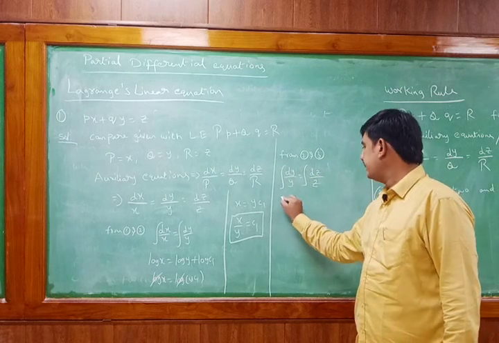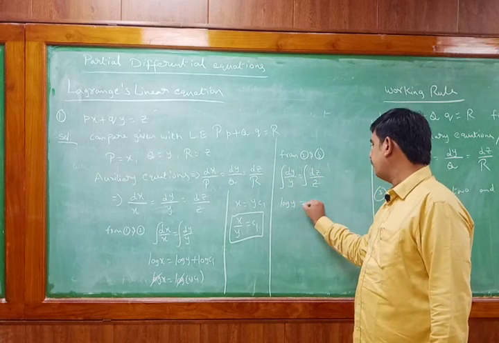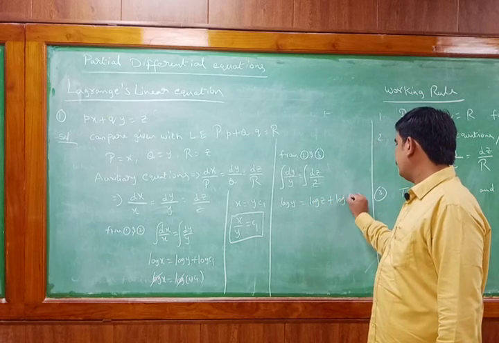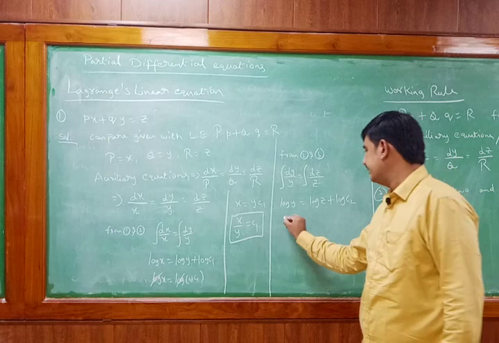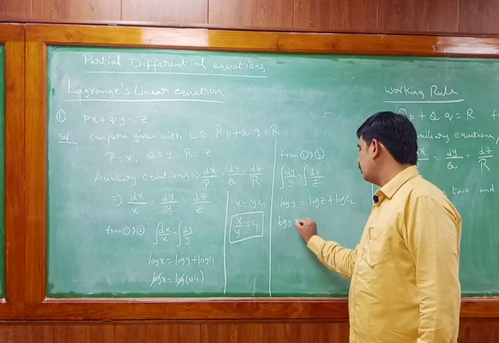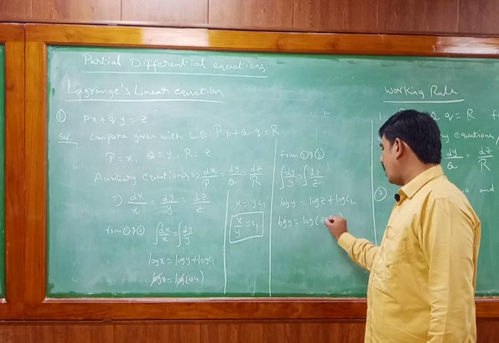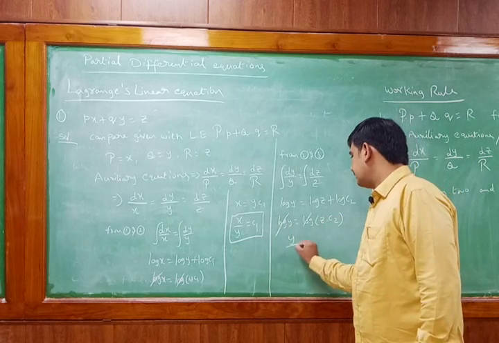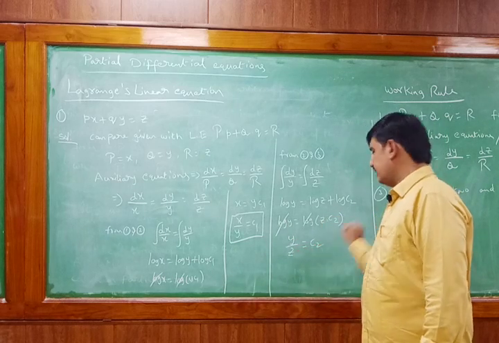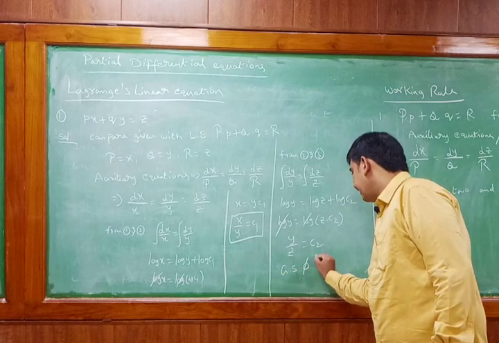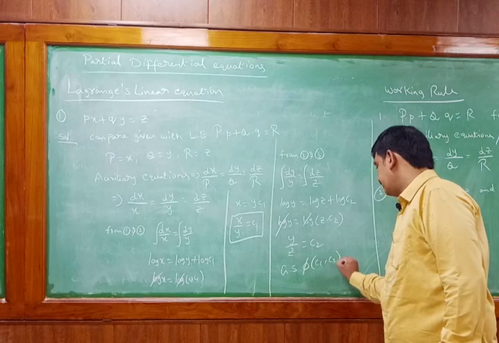So 1 by y integration is log y, and 1 by z integration is log z. Now this time the constant is log C2. So log y is equal to log a plus log b, which becomes log ab. Log got cancelled. Y by z is equal to C2. So therefore the general solution, GS, phi of C1, C2 is equal to 0.